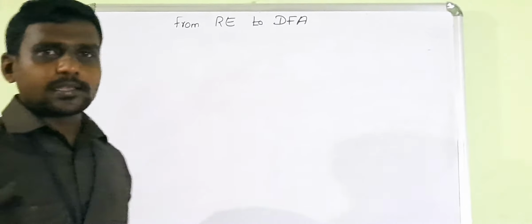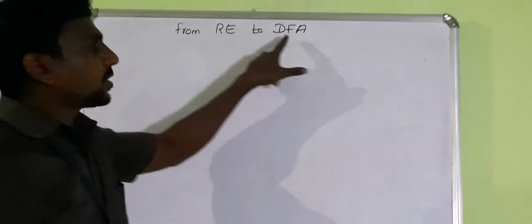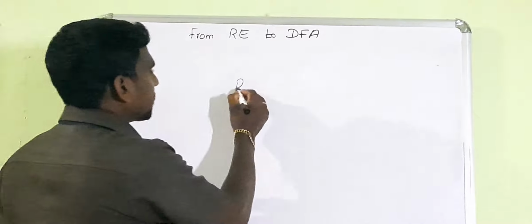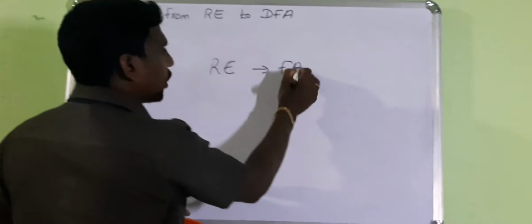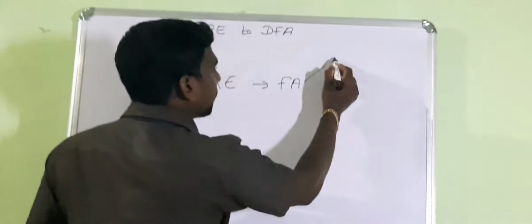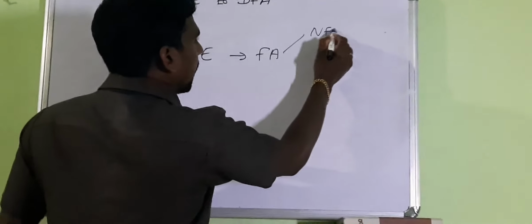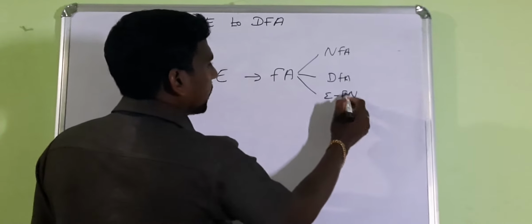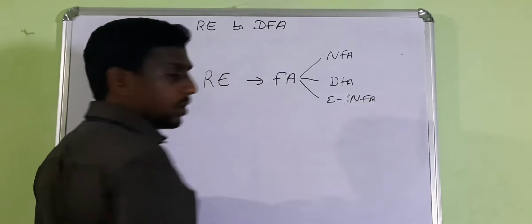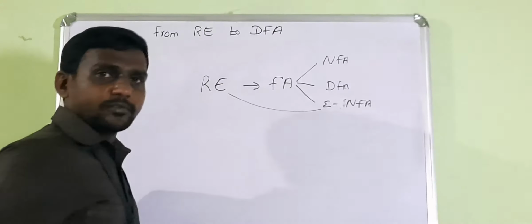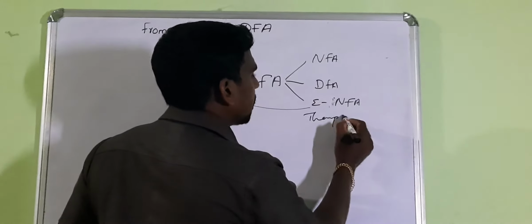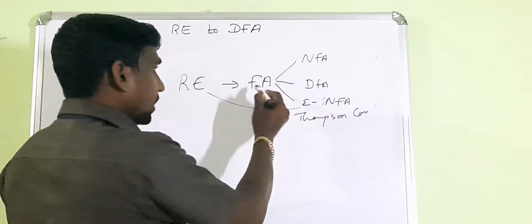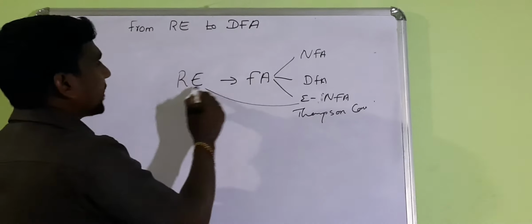Today, in this video class, I am going to teach you about regular expression to DFA conversion. Clear? Last video class I taught you regular expression to finite automata. Automata means NFA, DFA, or epsilon NFA. So you know regular expression to epsilon NFA conversion using the Thomson construction method. That's what I taught you in the last video class, right?